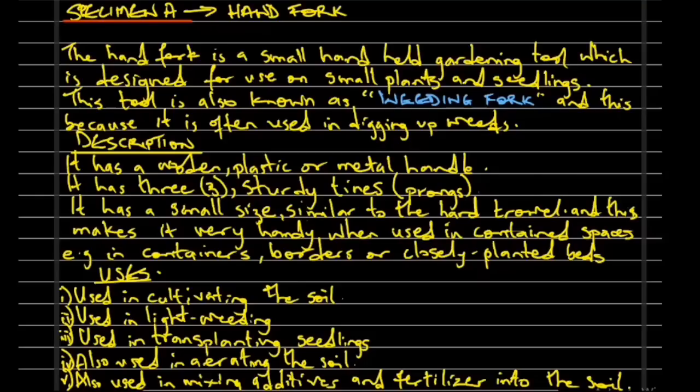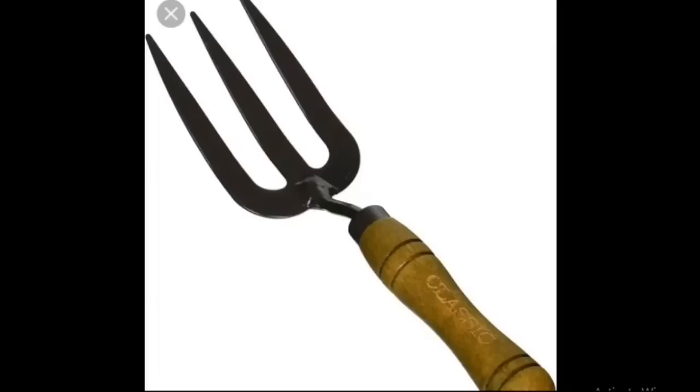So these are what we want to see about the hand fork. Looking at some pictures, this is an example of a hand fork. You can see how it looks. This place here is a wooden handle, and we can see the 3 tines. That's the prongs. So that is how the hand fork looks.